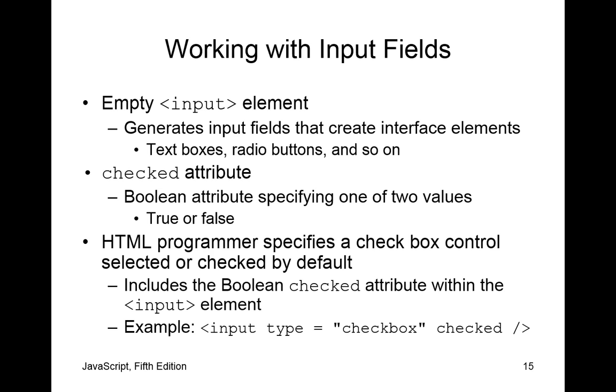The empty input element generates inputs where a user can input data if they need to. Text boxes and radio buttons don't have anything. They're null value by default until a user takes an action on them. Does that make sense? So until Anthony opens his mouth and says, here's what we're going to do, nothing happens.